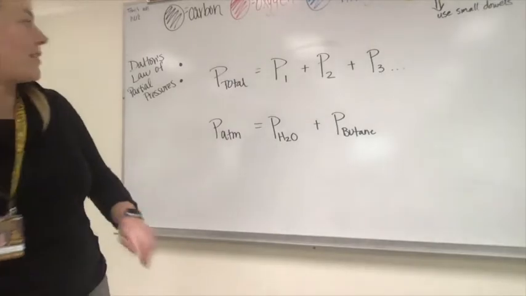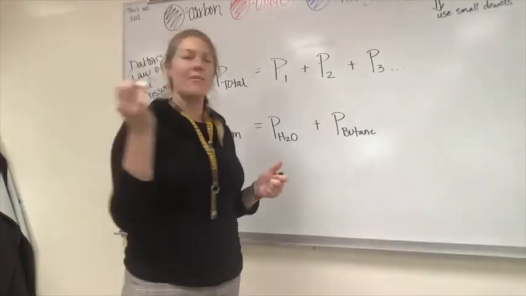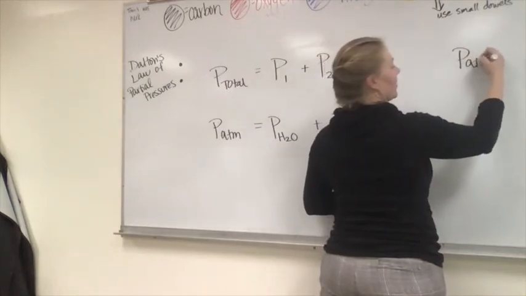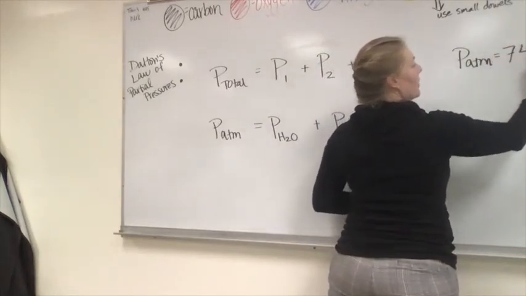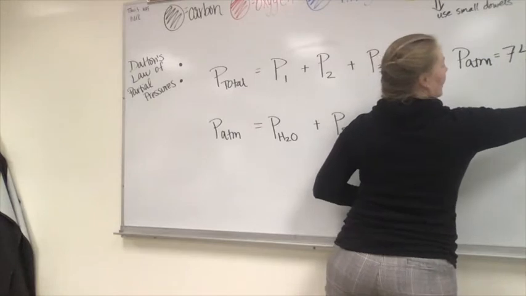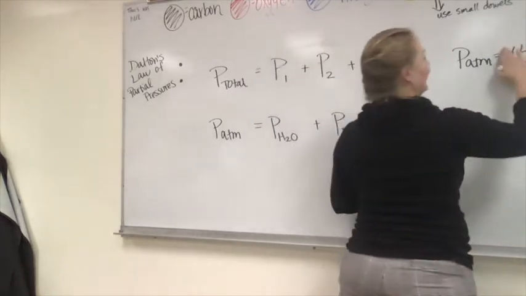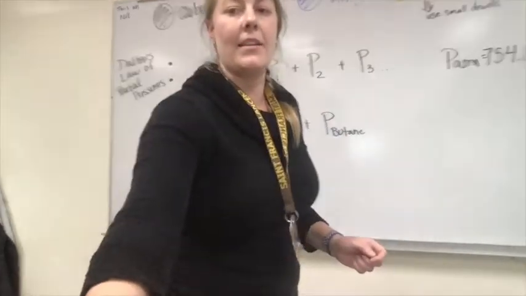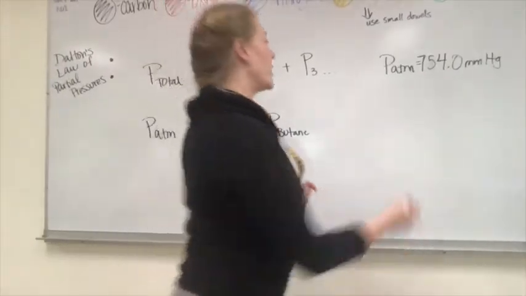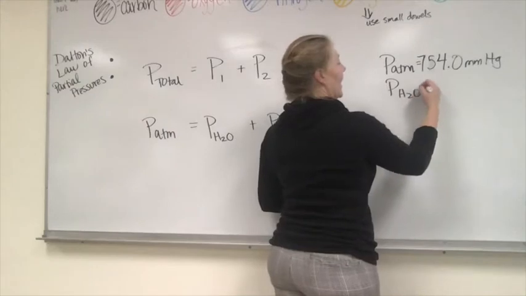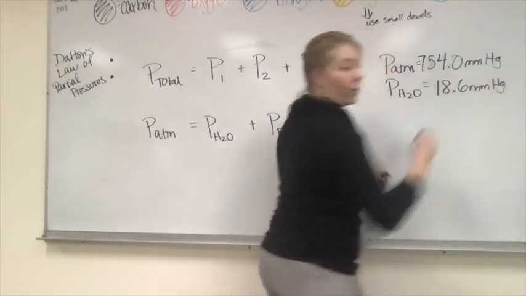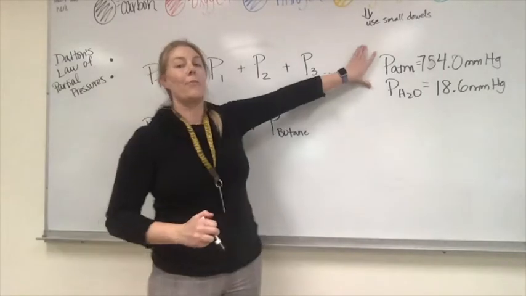All right, what was the atmospheric pressure? 754.0. Okay, so we saw that our atmospheric pressure was 754.0 millimeters of mercury. You wrote 7.4. Oh God. 754, right? And we saw that the vapor pressure of water, so the pressure of H2O, was 18.6 at 21.0 degrees C. Okay, so this is what we got from our data.